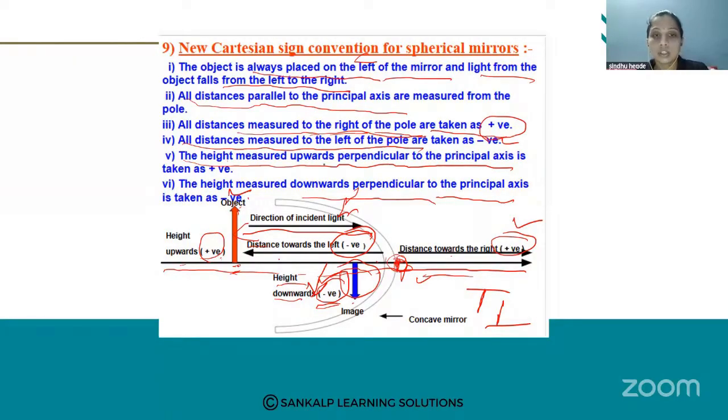Next thing is, the height measured upwards, which is perpendicular to the principal axis, is taken as positive. Here, which height have they taken? They consider here the height of the object, right? Object height is considered as positive, and the height of the image is downward, so it is considered as negative. So these are all very, very important concepts. Remember them carefully. Okay, let us see next.